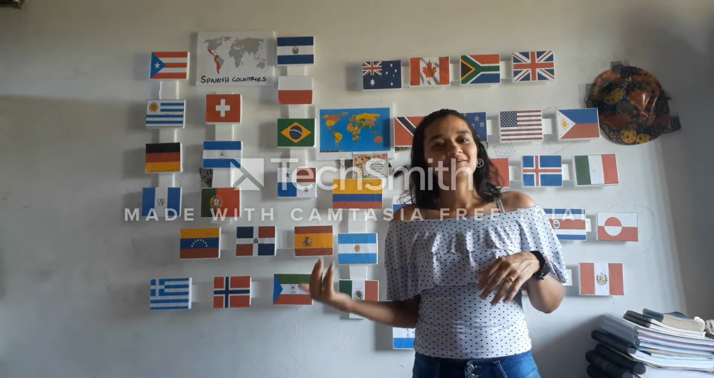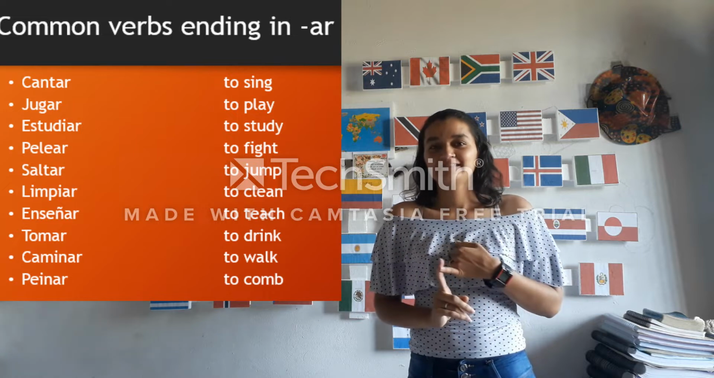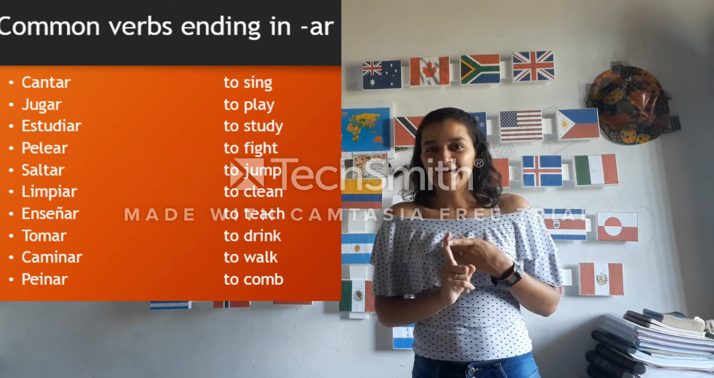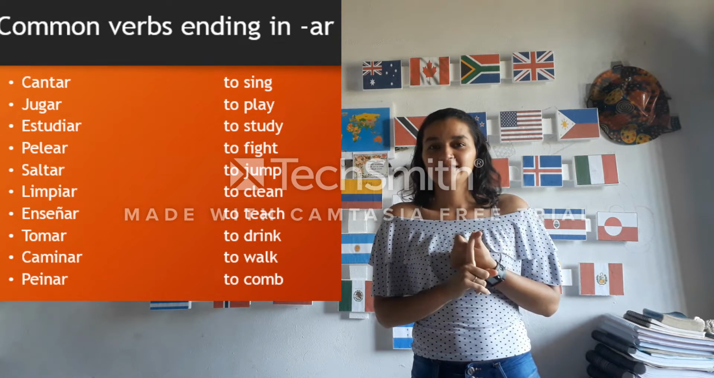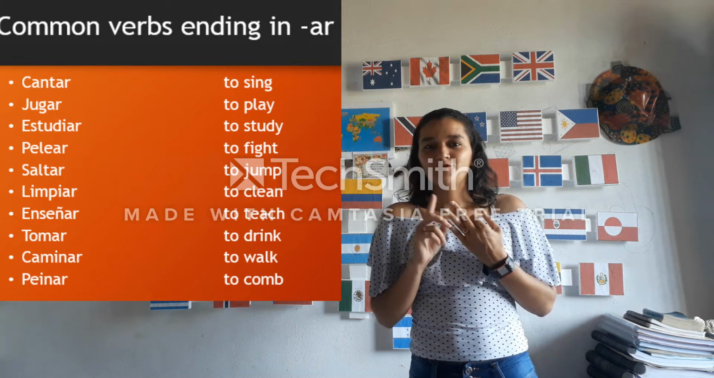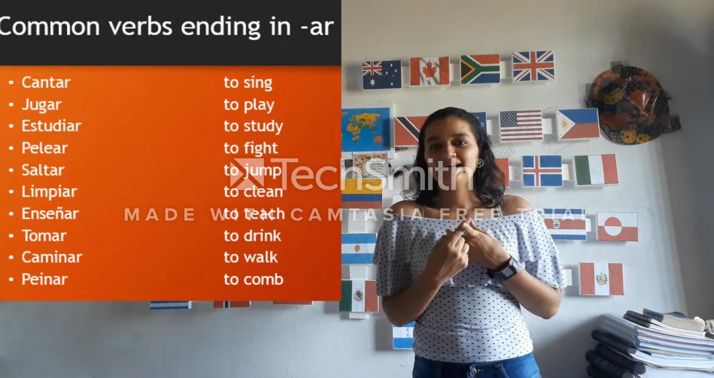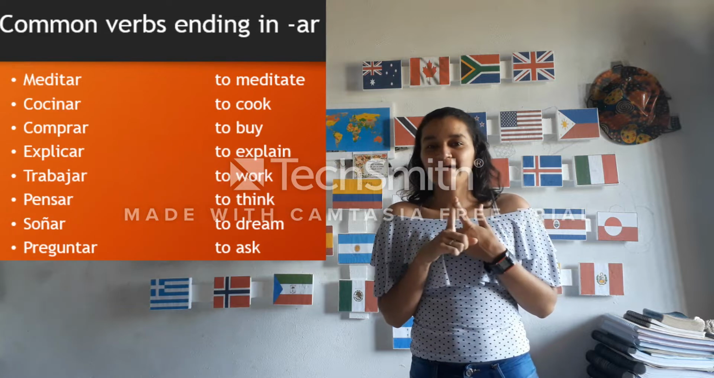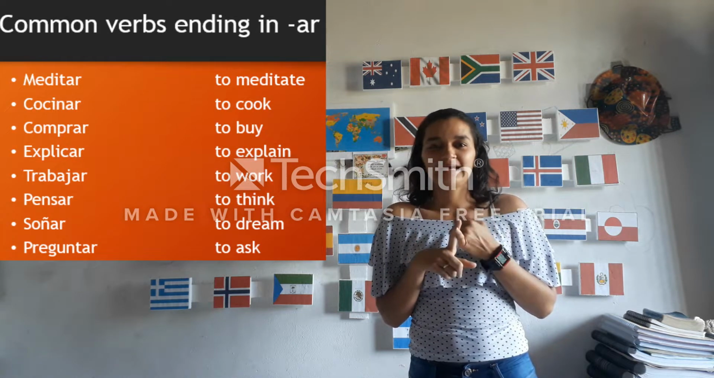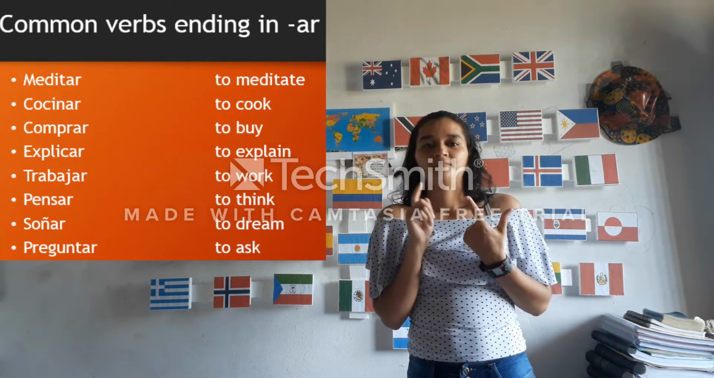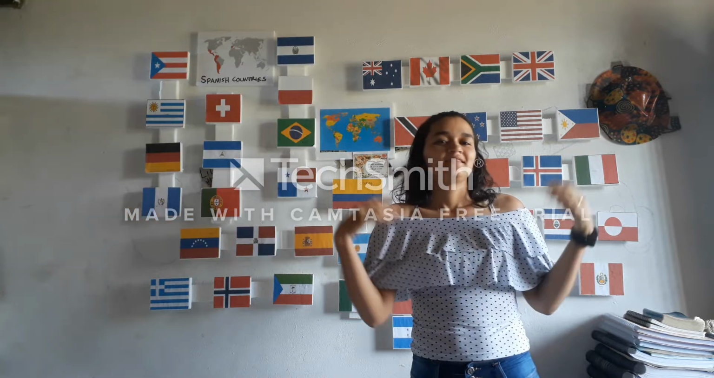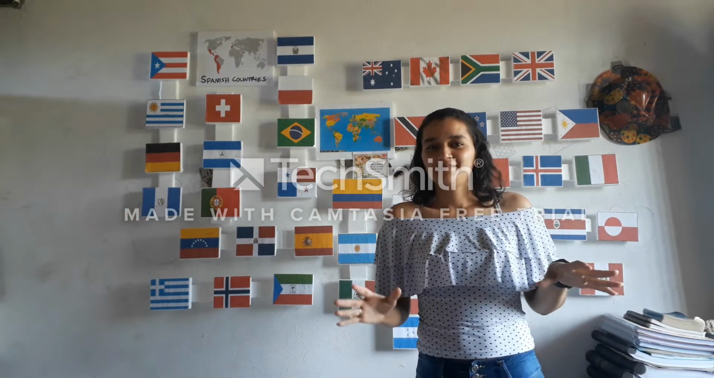And here we have some verbs. Cantar, jugar, estudiar, pelear, saltar, limpiar, enseñar, tomar, caminar, peinar, meditar, cocinar, comprar, explicar, trabajar, pensar, soñar, preguntar, and many other verbs.